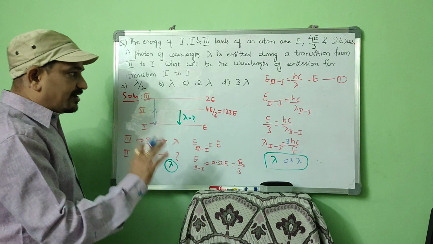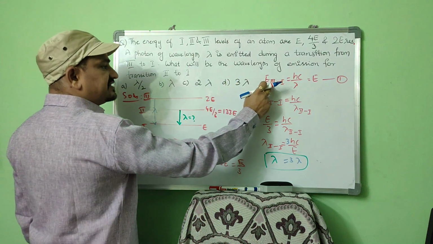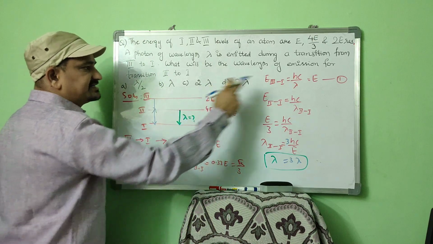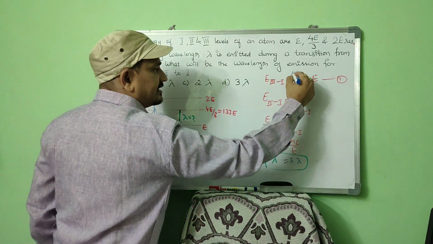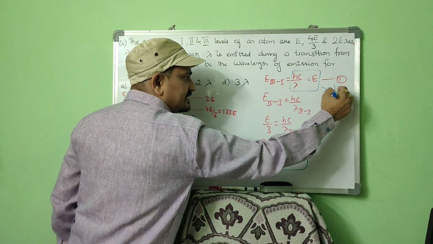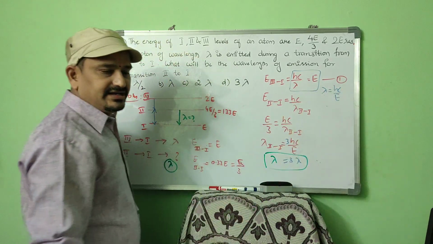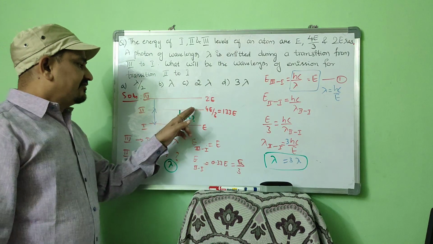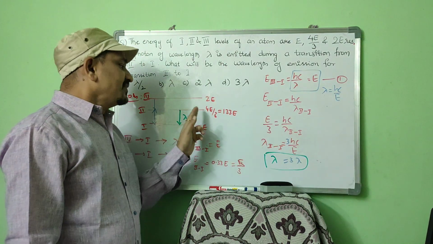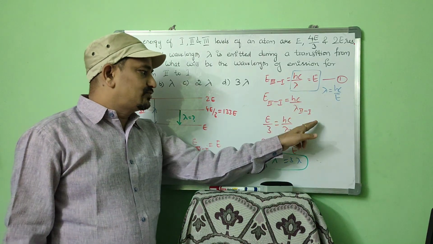Now, for 3 to 1, the energy difference E is equal to Hc by lambda. From this, lambda equals Hc by E. We can rearrange that. Similarly, for the 2 to 1 transition, the energy equals Hc by lambda 2 to 1.